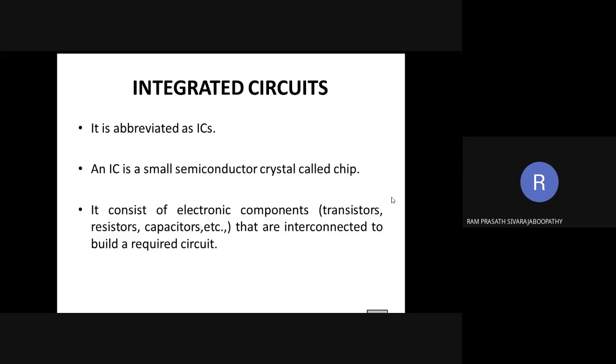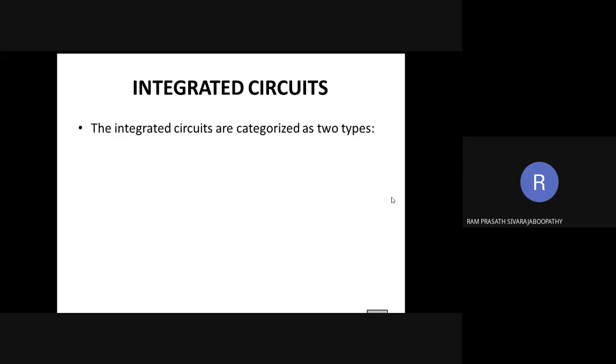Okay, fine. Now, the integrated circuits are categorized into 2 types based upon the nature of the signal. Can you type it in the chat? In general, regarding the electronic signal, there are 2 types of signals. Yes, digital. What about the other one? Very good, analog. So linear IC, that means analog IC. We can also term it as analog IC.